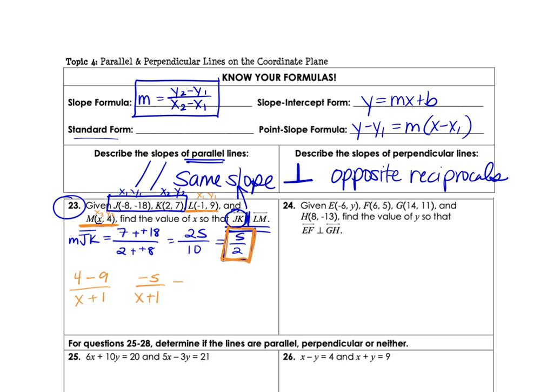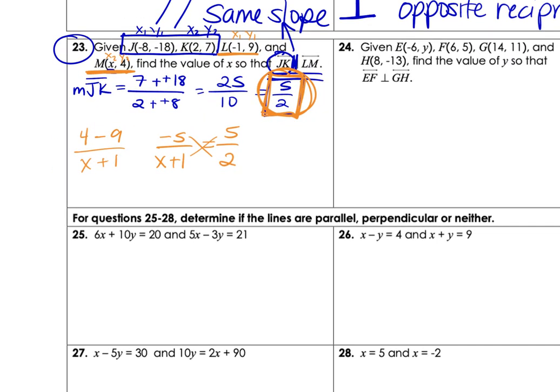So we're going to set that equal to what the slope should equal. The slope should be 5 halves. So set it equal to 5 halves and cross multiply. Okay, negative 5 times 2 is a negative 10. And then distribute this, 5x plus 5. Take away the 5. So negative 15 equals 5x, and divide by 5. So x is a negative 3. That is a question on your test, okay?